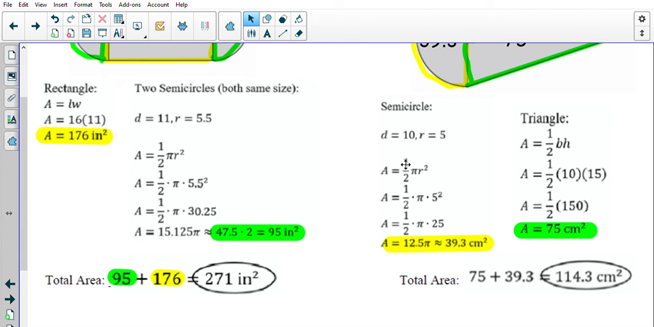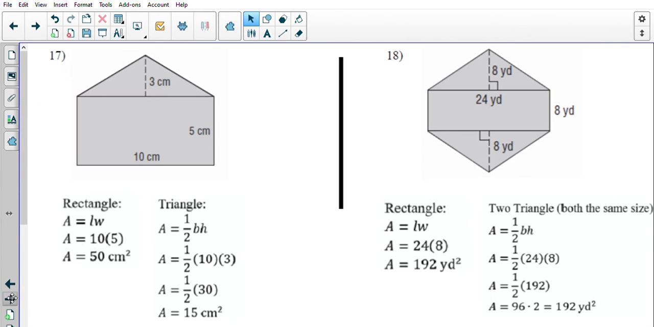All right, let's take a look at our last two, which are really similar questions actually, except for one has two triangles on it, the other one just has one. So let's take a look at number 17. Number 17 is already split into two different shapes. Let's start with our rectangle, the easier one.